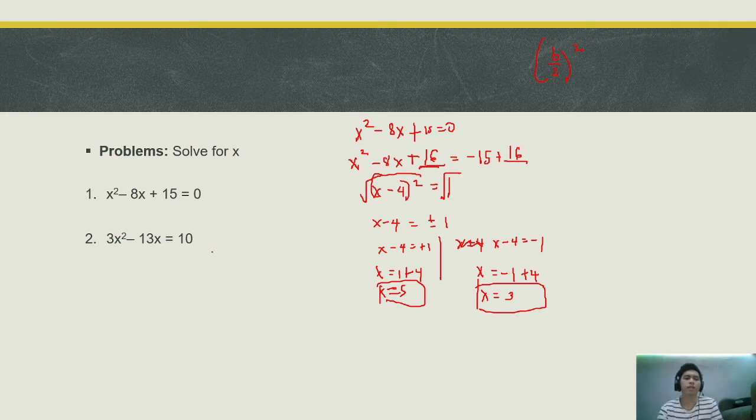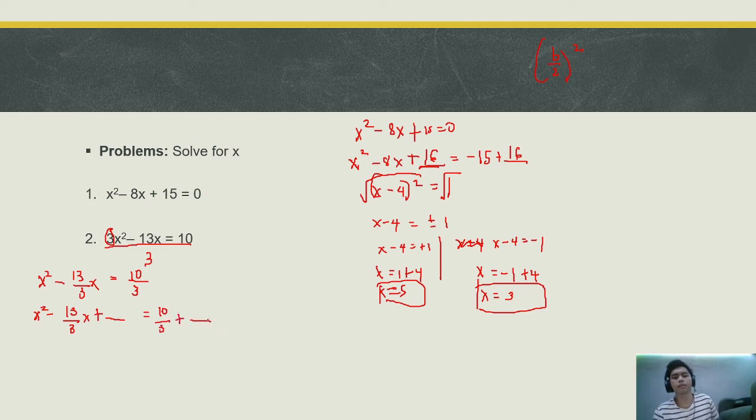Same goes with number 2. For this problem, according to the procedure, one should not have a coefficient here. It should not have a constant. So therefore, you divide everything by 3 to eliminate that. So therefore, it's x² - (13/3)x is equal to 10/3. Now we can start completing the square. Plus blank is equal to 10/3 plus blank.